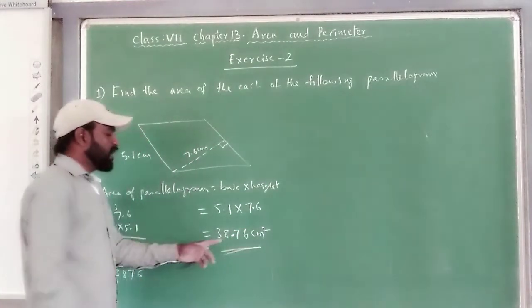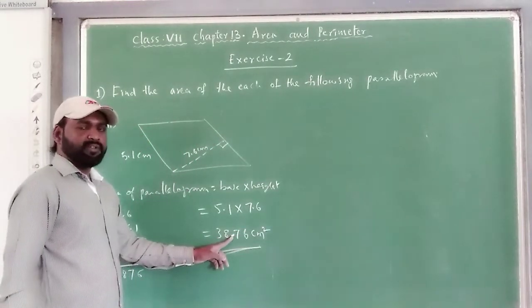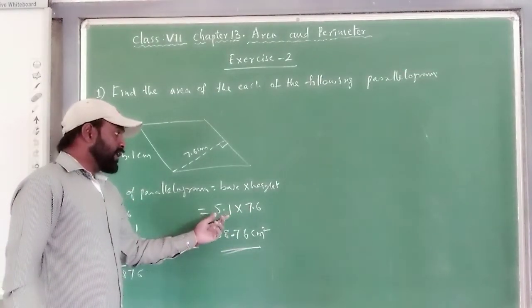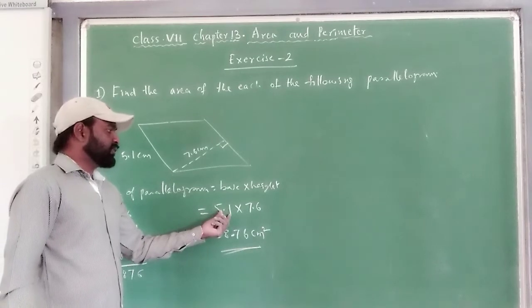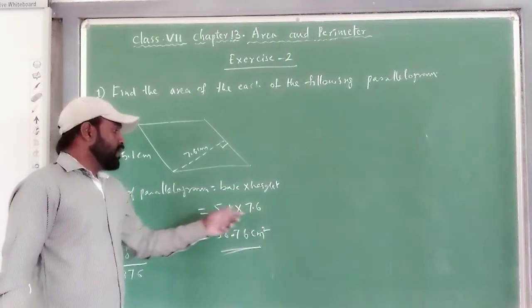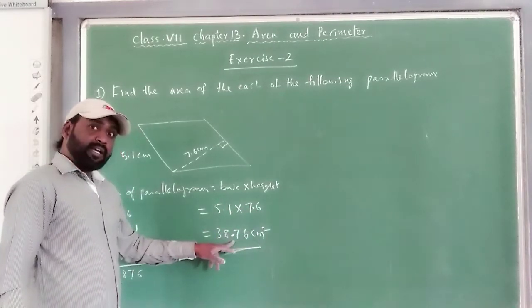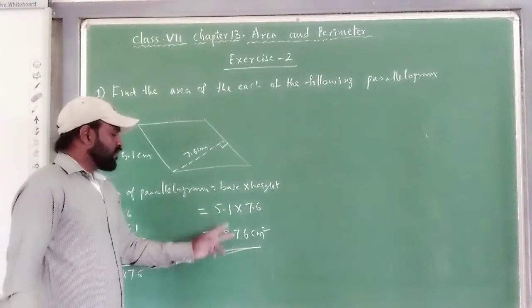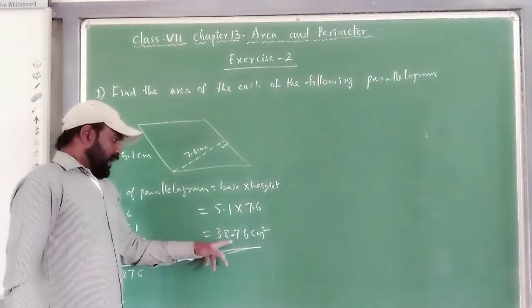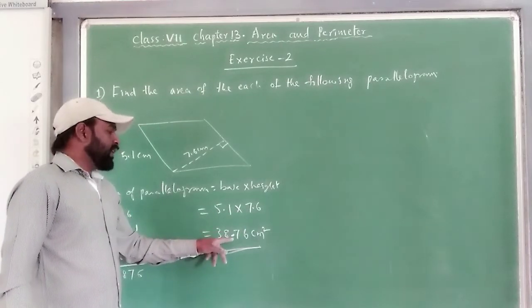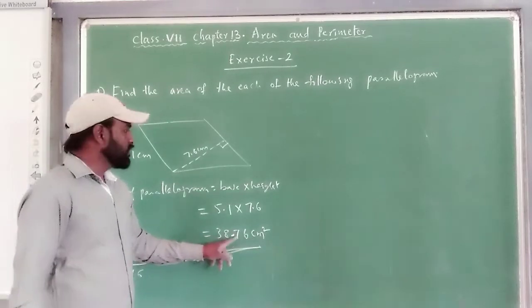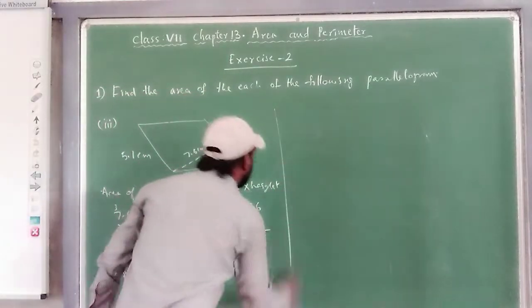In this product, the decimal point in the first number is after one digit, and in the second also after one digit. The product whatever you got, 3876, the decimal point will come after two digits from the right hand side. So it is 38.76 centimeters square. Here you need to be careful about where to keep the decimal point. When multiplying two decimals, the product must have the decimal point after two digits from the right hand side. This is how you get the area of this parallelogram.